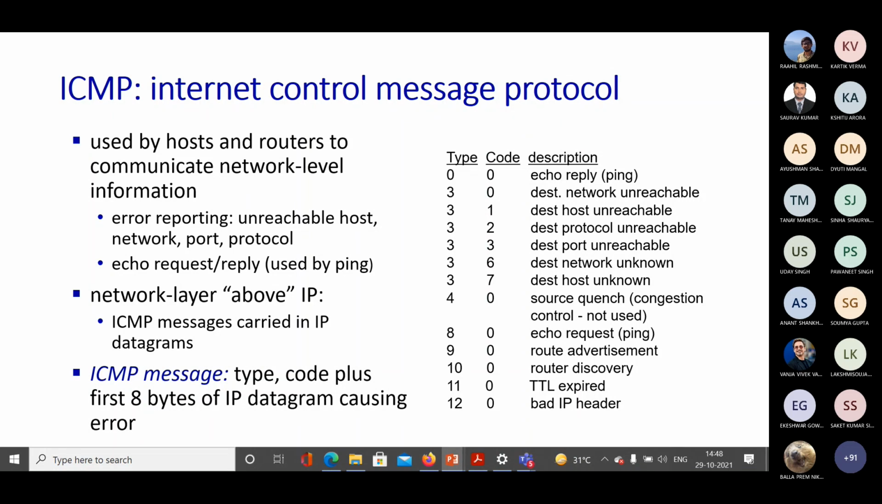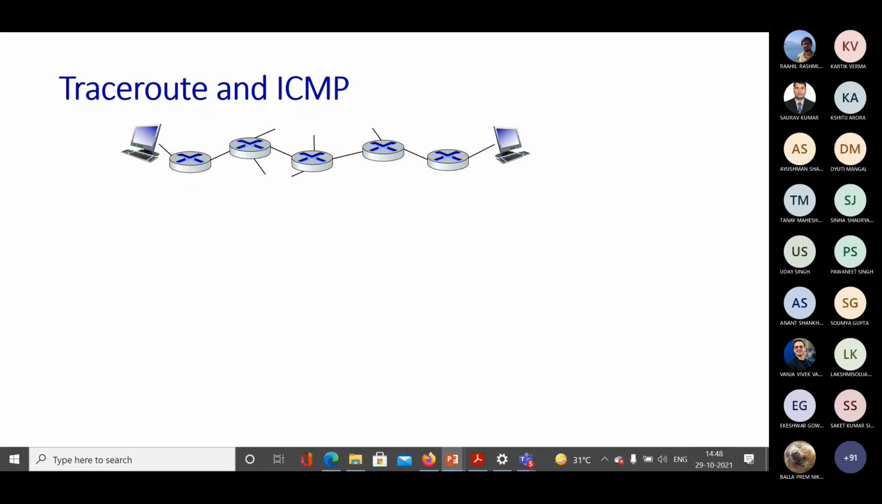Okay, so you can see the corresponding types and codes and the descriptions of what they actually mean, right? So that's what will be the content of an ICMP message. Now, Traceroute is just an example of ICMP, and let's see what Traceroute actually does. I am very sure all of you are aware of what Traceroute is, and many of you may have used it by now.